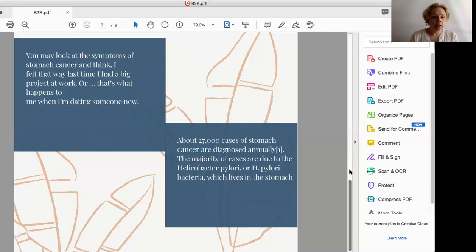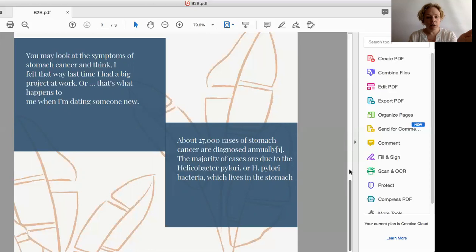To further highlight the difference between these two, I have a quick little sample of what might be an introductory sentence for, say, a newsletter piece on stomach cancer. The one on the top left here is what you might say to a business to consumer audience. You may look at the symptoms of stomach cancer and think, I felt that way last time I had a big project at work, or that's what happens to me when I'm dating someone new. So it's something that anybody could understand. There's nothing technical in there.